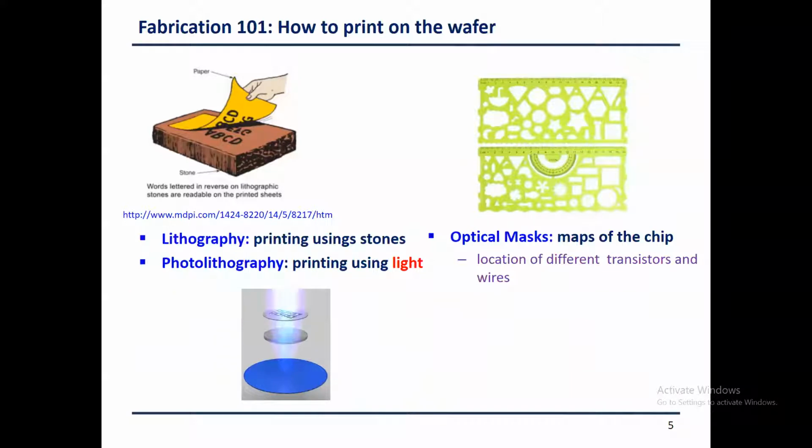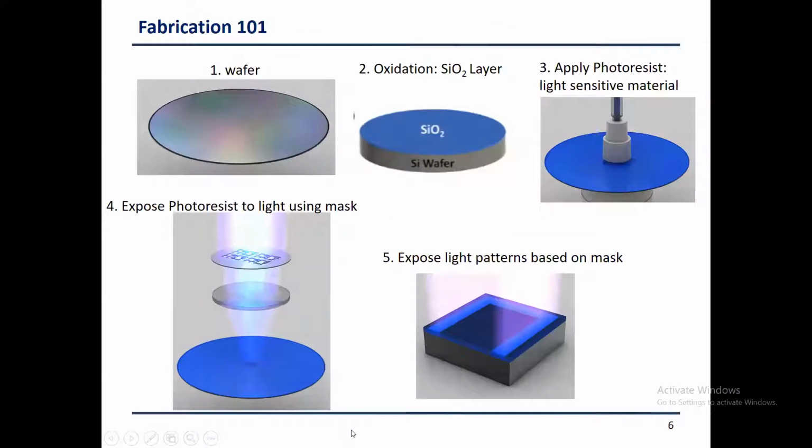We will look at a small example of an inverter, and in this small example of the inverter, we will see what happens. Okay, so the 101 or step number 1 is that the wafer will get some insulator sprinkled on top of all of it. We make an insulator layer, and then we will apply another layer of material which is sensitive to light on top of the insulator.